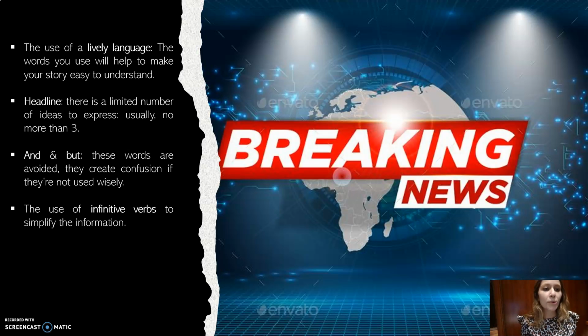Then, when we read a headline, we can see that there's a limited number of ideas to express, usually no more than three ideas, because they don't want to make a mix of information for the viewer or the reader, for the public.